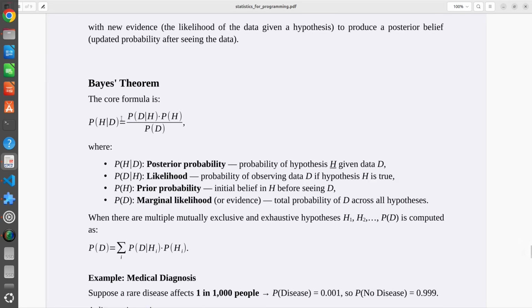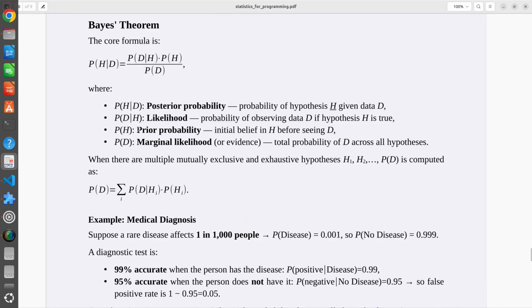And let us see this formula. The core formula of the Bayes theorem is like that. We want to evaluate the posterior probability. What is the meaning of it? It is the probability of the hypothesis H given data D, okay? So if we have the data already, we want to estimate the probability of this hypothesis being correct, okay? And P of D given H is the likelihood, which means the probability of observing data D if the hypothesis H is true, okay? So that is the meaning of the likelihood here. If we know the hypothesis is true, what is the probability of observing the data D? That is the meaning of the likelihood, okay? And the prior probability is here, P of H, which means the initial belief in H before seeing D, okay? So when we don't know D yet, what is our belief of the probability of the hypothesis happening?